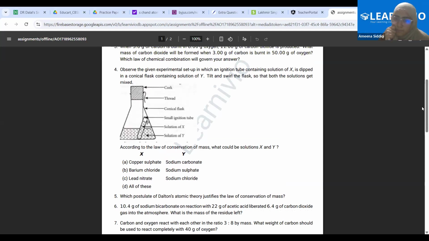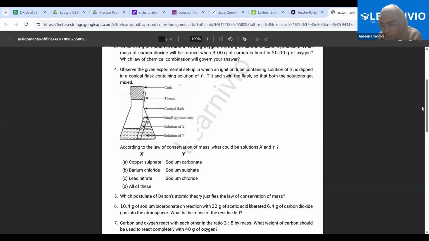What is it saying? That we have two reactants X and Y. Now they have given different options as to what could be X and Y. We have three pairs here. X and Y could be different things. Now, how do you know which one is the correct one?